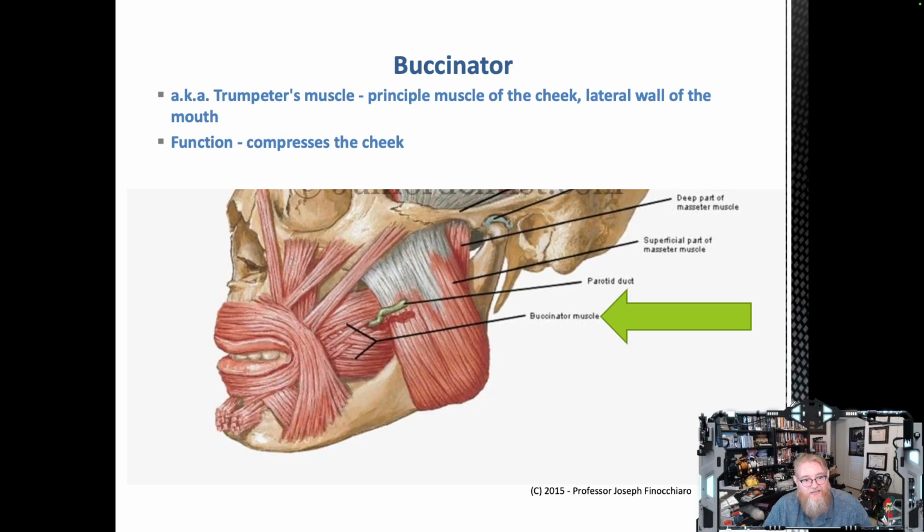Now, here's the thing. People confuse the buccinator with the masseter. It is not that muscle. This is wrong. Do not think that this is the right muscle. It is this guy underneath here. This does not help in chewing. It compresses the cheek.